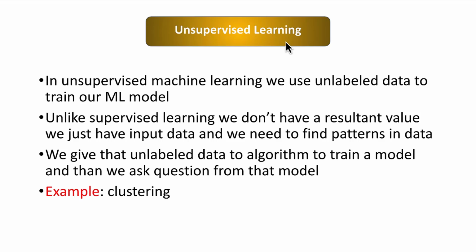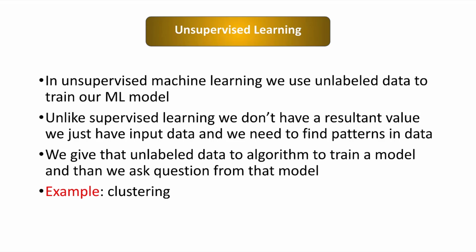So now let's look at unsupervised machine learning. In unsupervised machine learning, we use unlabeled data to train our machine learning model. Unlike supervised machine learning, we don't have a resultant value, we just have the input data and we need to find patterns in that data. So we give that unlabeled data to our algorithm to train a model, and then we ask questions from that model. An example of unsupervised machine learning is clustering.